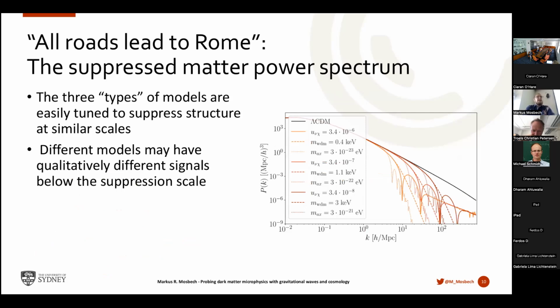So as I mentioned, all roads lead to Rome. Everything gives you a suppressed matter power spectrum, where we can see that dark matter neutrino interactions, warm dark matter, and axion-like dark matter all give you this characteristic suppression of the matter power spectrum at a given scale. They might be qualitatively a bit different when you look at them, but they all can essentially give you the suppression at some scale if you just tune the values to match each other. And this is also true for other interactions, such as interactions with massless neutrinos or photons, all the same thing.